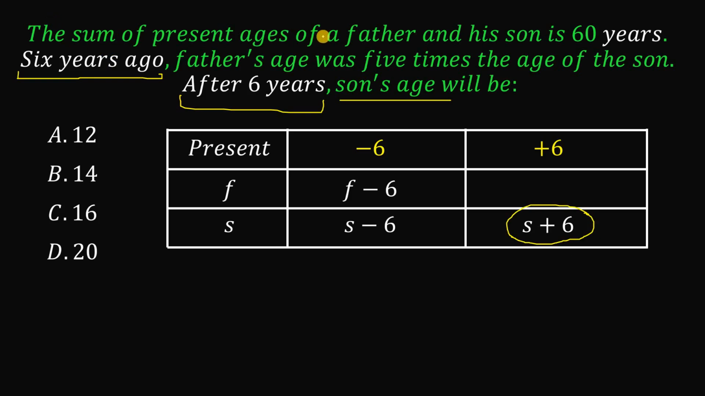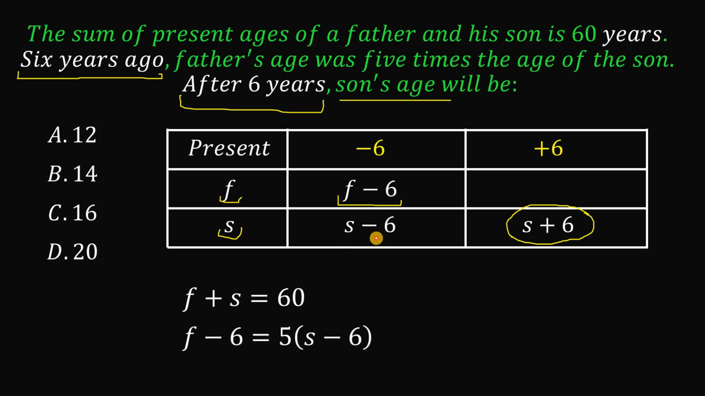Now, let's read again. The sum of the present age of the father and his son is 60 years. So, F plus S equals 60. 6 years ago, father's age was 5 times the age of the son. So, F minus 6 equals 5 times (S minus 6). So, again, given these two equations, let's solve for the value of F and S.